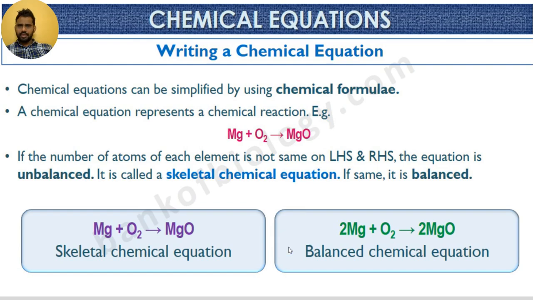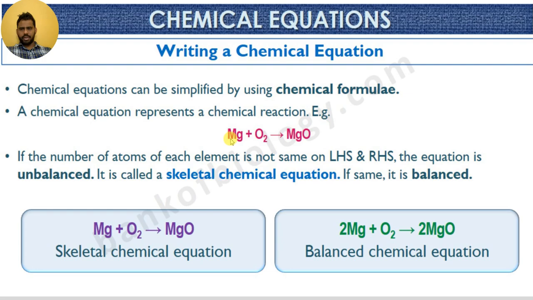Okay. Now we go ahead to how to write a chemical equation. Chemical equations can be simplified by using chemical formulae. A chemical equation represents a chemical reaction, like we write Mg plus O2 gives MgO. If the number of atoms of each element is not the same on the left hand side and right hand side, the equation is unbalanced. It is called a skeletal chemical equation. A skeletal chemical equation is the equation in the rawest form, unbalanced. If same, it is balanced.